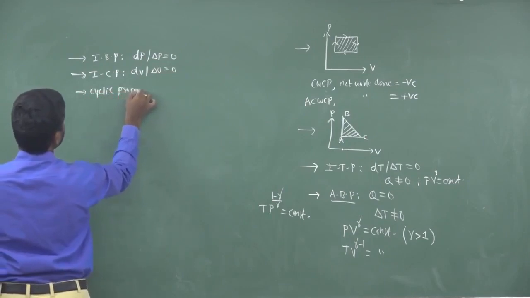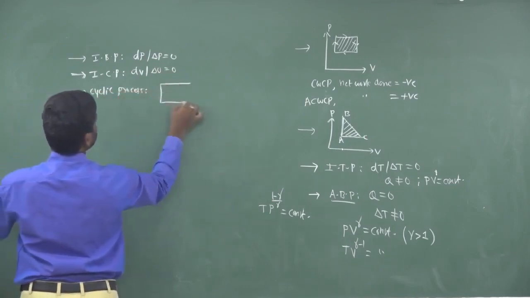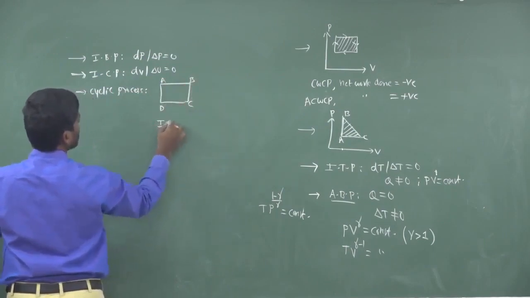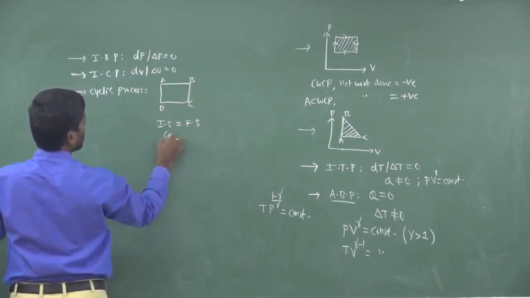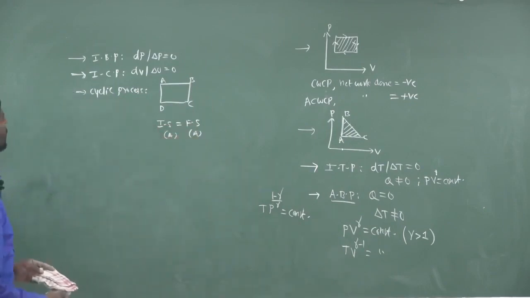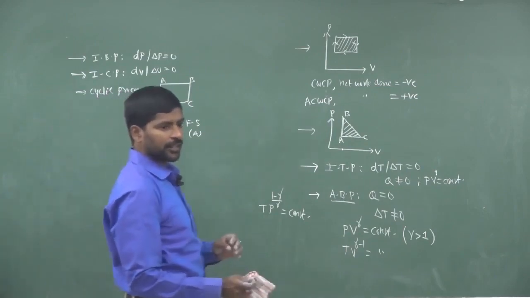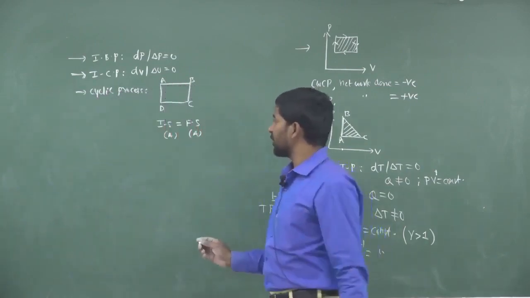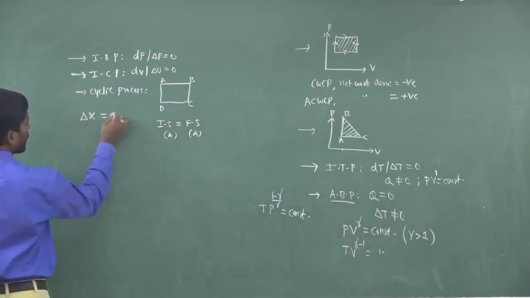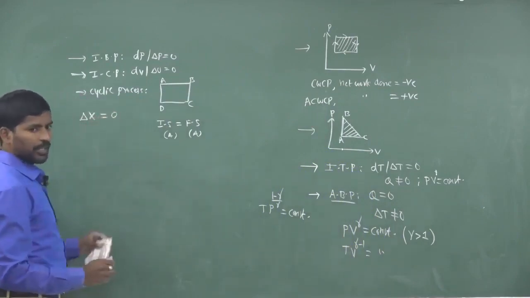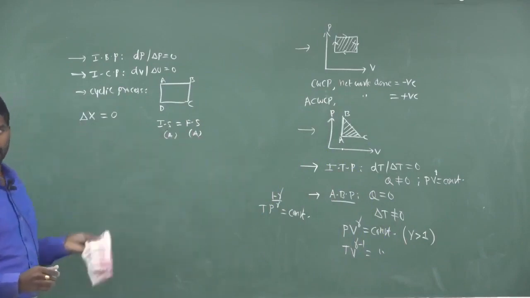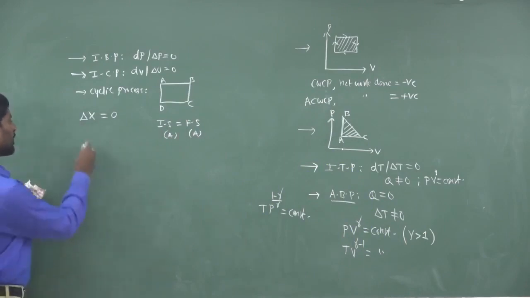Cyclic process means the initial and final states are the same: A, B, C, D, A. Here the initial state and final state both are the same. What about the change in a state function for a cyclic process? Zero. A state function depends only on the initial and final states. So the change in a state function, x, is zero. Or we can represent it like this.